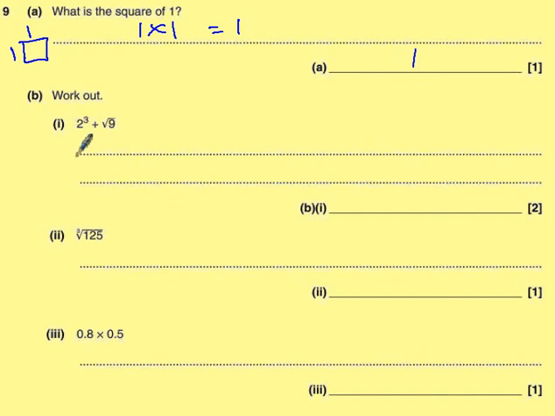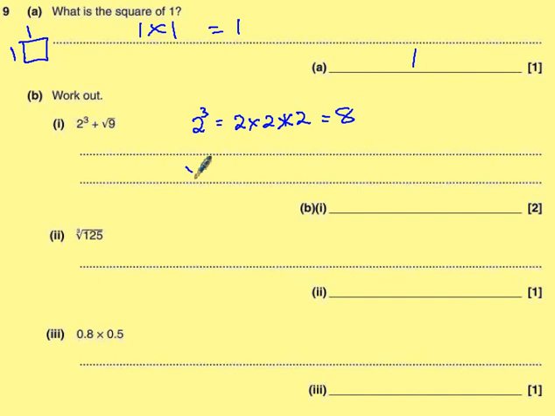Part B. Work out 2 cubed plus the square root of 9. Let's work these two bits out separately. 2 cubed is 2 times 2 times 2. 2 times 2 is 4, times by another 2 is 8.